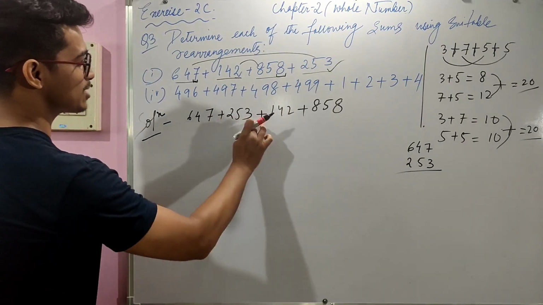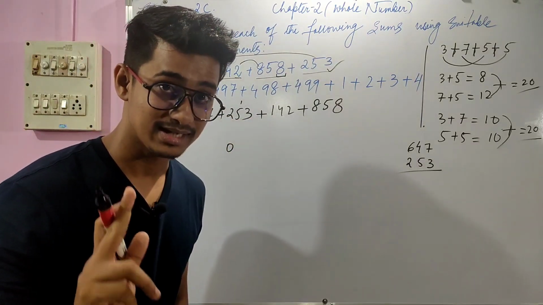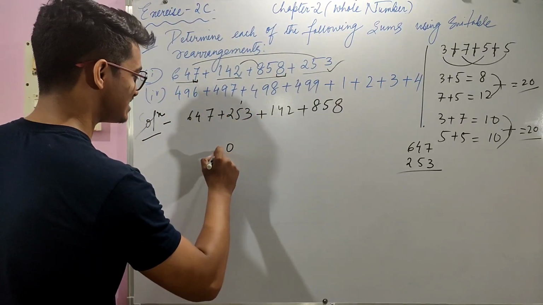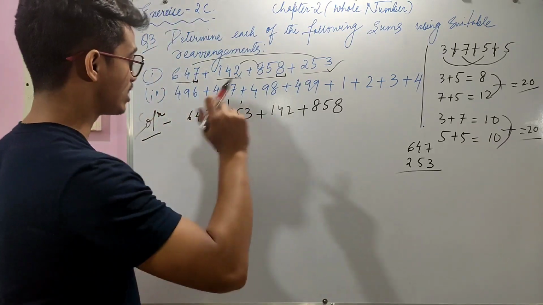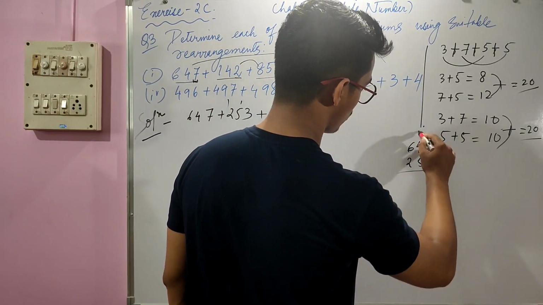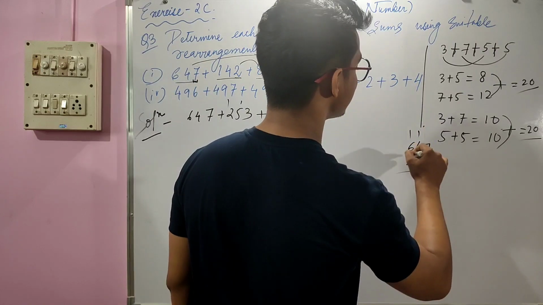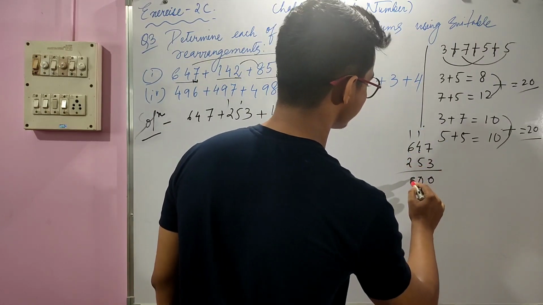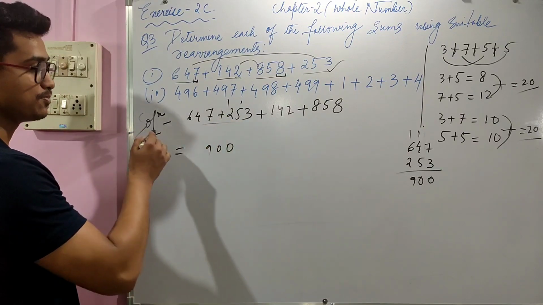So here 7 plus 3 is 10, 1 carry, 4 plus 5 is 9, 9 plus 1 is 10, 1 carry, 6 plus 2 is 8, plus 1 is 9. Here the same thing: 7 plus 3 is 10, 1 carry, 5 plus 4 is 9, 9 plus 1 is 10, 1 carry, 6 plus 1 is 7, 7 plus 2 is 9. So 900 is the answer of this pair.